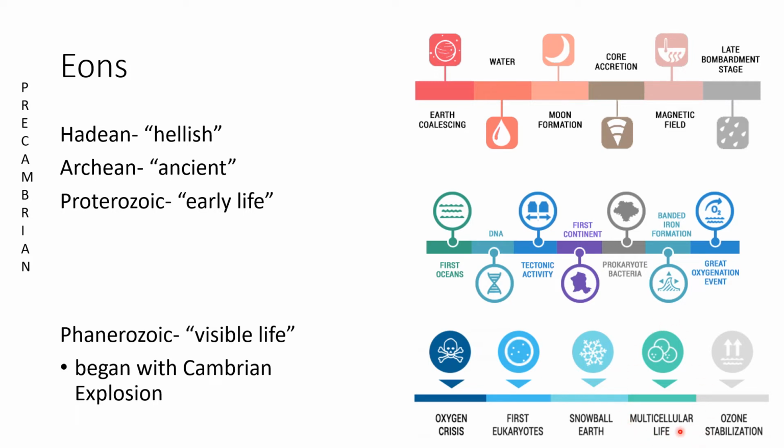Multicellular life started to form, so things that don't just have one cell like a bacteria. And then the ozone started to stabilize, which we know the ozone layer protects us from solar radiation, and this is kind of what allowed for life to start to really expand on Earth. And that happened during this Phanerozoic eon. Phanerozoic means visible life, so this is when we start to see evidence of fossils, and this began with what's called the Cambrian explosion. All of these three older eons collectively are called Precambrian time because they happened before this Cambrian explosion.